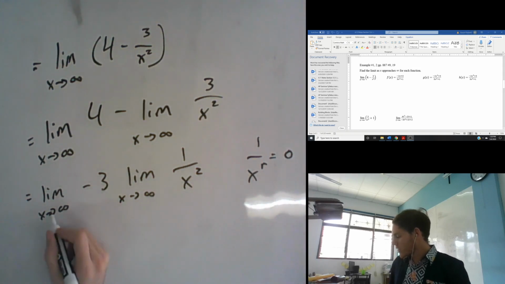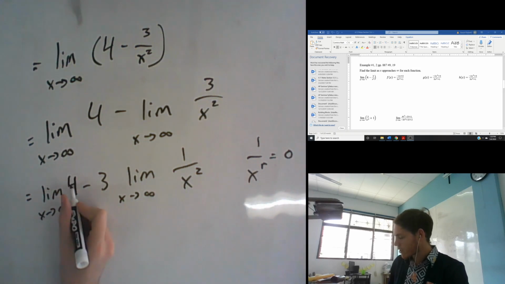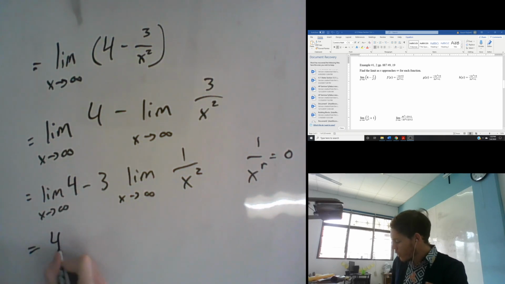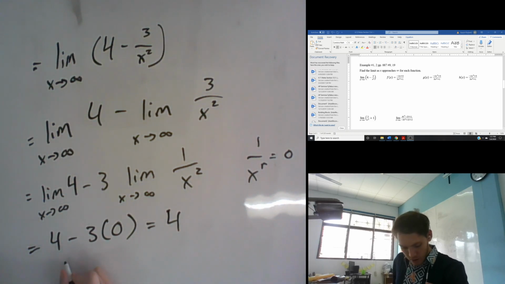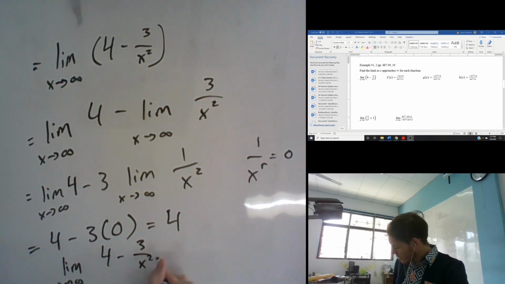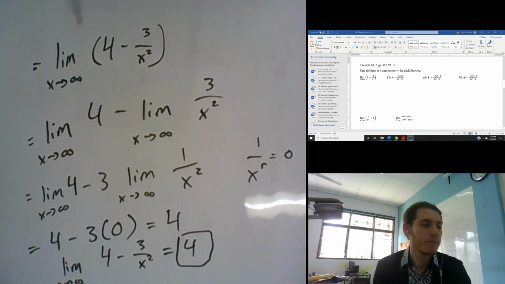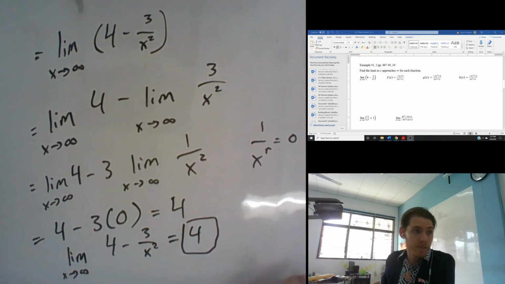So what's the limit as x approaches infinity of 4? Well, that's just going to be 4. And then minus 3 times the limit of this, which is 0. So 4 minus 0 equals 4. So we would say the limit as x approaches infinity of 4 minus 3 over x squared equals 4. And not coincidentally, that is our horizontal asymptote. If you're wondering, that is our horizontal asymptote.